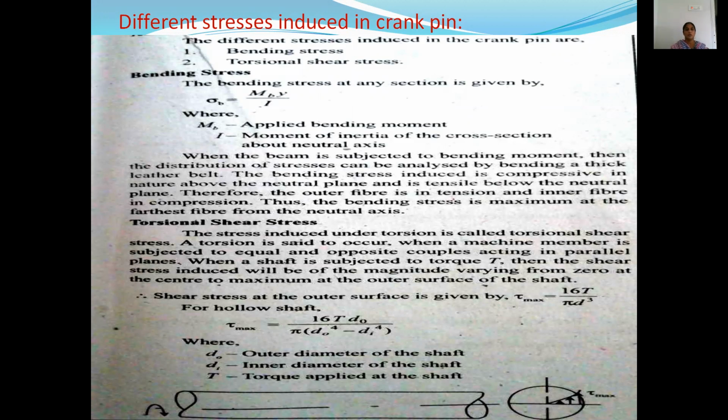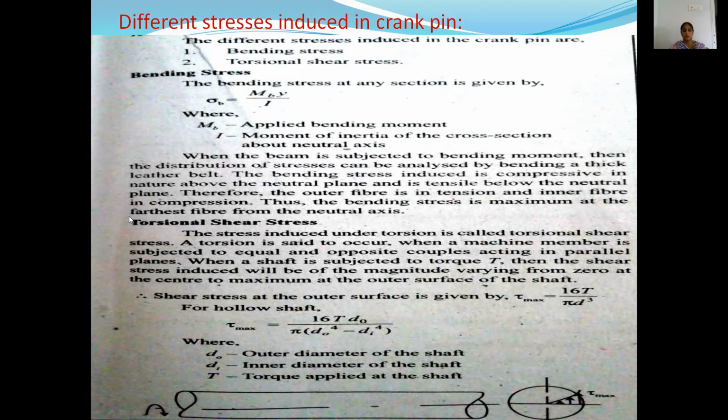Torsional shear stress is nothing but the stress induced under torsion. Torsion occurs when a machine member is subjected to equal and opposite couples acting in parallel planes. When a shaft is subjected to torque T, the shear stress induced varies in magnitude from 0 at the center to maximum at the outer surface of the shaft. Therefore, the shear stress at the outer surface is called tau max. Tau max is equal to 16T by pi d cube.